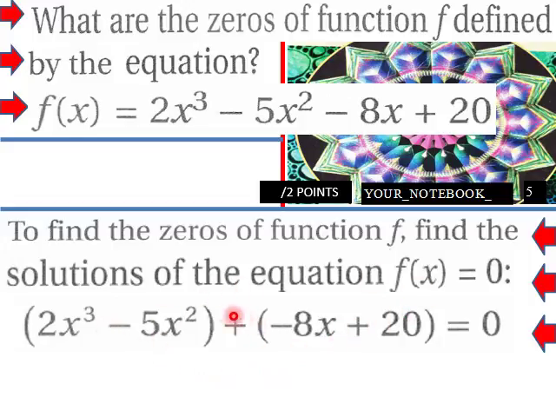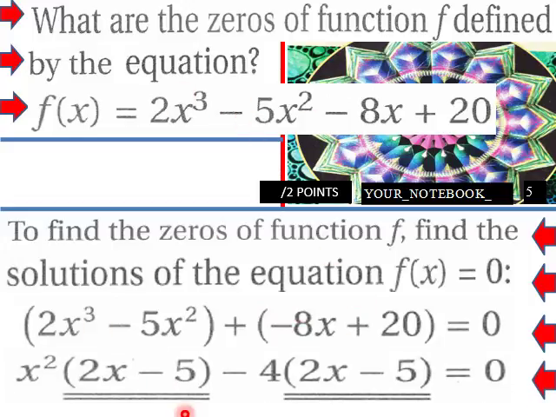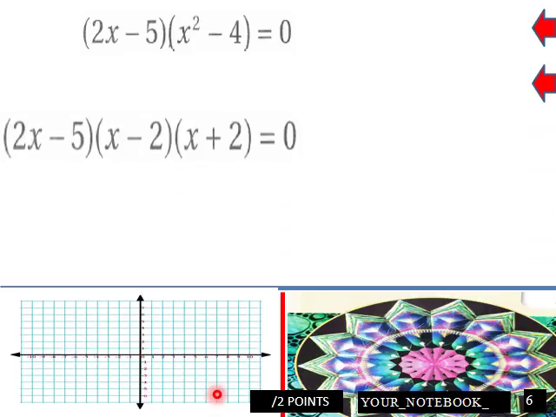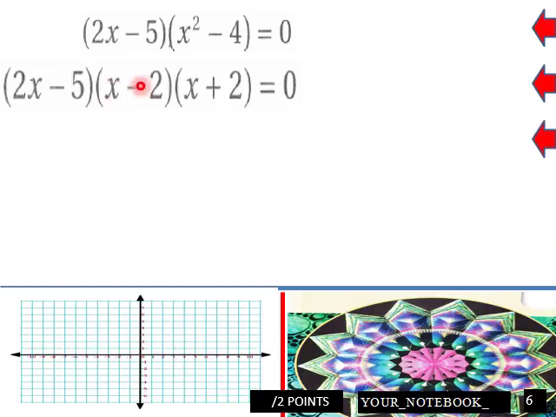So to do that, we're going to first section off this. We're going to divide up this 4-term polynomial. And then we find out that we have a common factor of 2x minus 5, and then we have x squared minus 4 as the other binomial factor, which can be factored further into this.